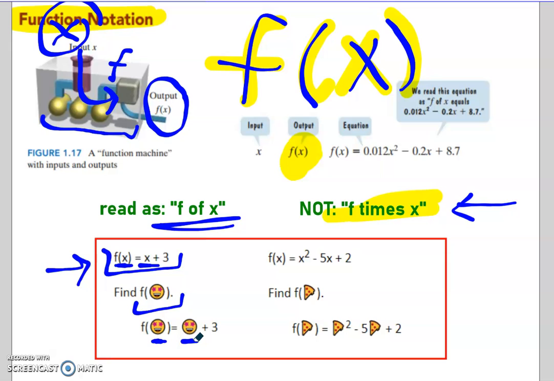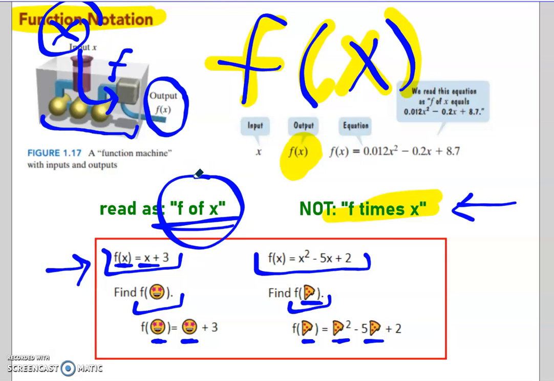I can do the same thing with a pizza. Right now this is a function of x, but I want to find the function of pizza. So I take that pizza and put it everywhere that I had an x. And now I have a function of pizza, not a function of x, f of x. So we've got to correct that and make sure we know it's not multiplication. It's this function machine that's happening.